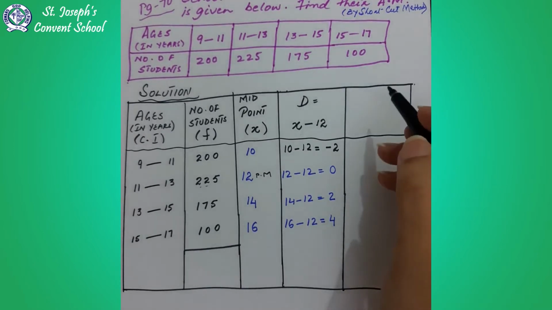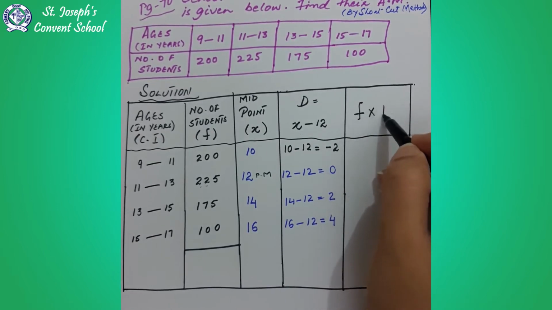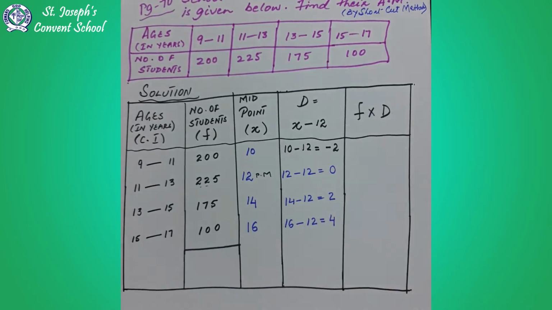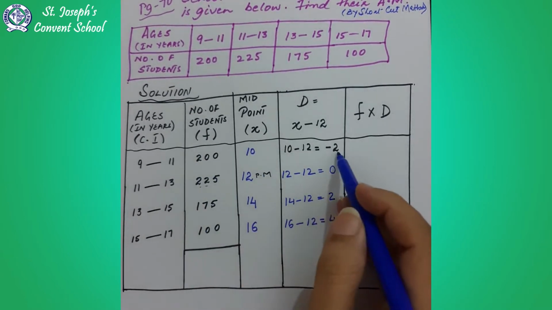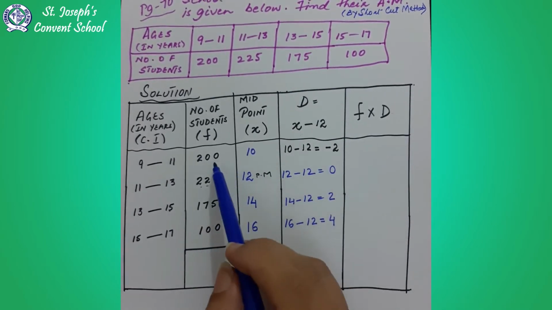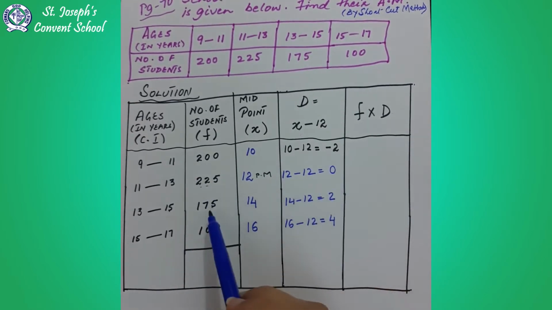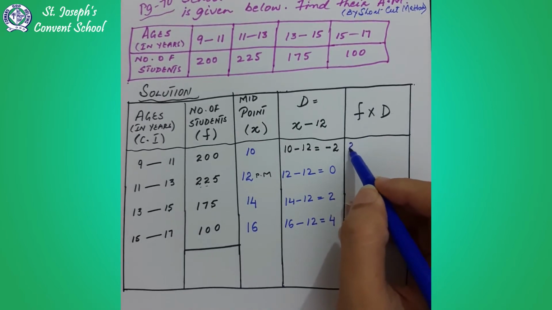Now we are going to make the last column. The last column is F multiplied by D. F stands for frequency and D is deviation. So every frequency is multiplied by deviation. This is the frequency column and this is the deviation column. So we will multiply these one by one: 200 into minus 2, 225 into 0, 175 into 2, 100 into 4.